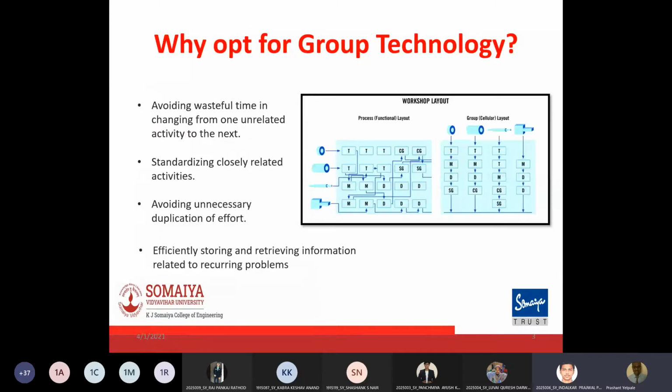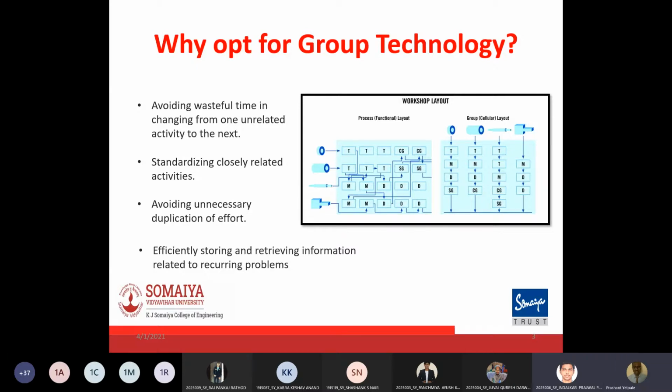Now you all must be wondering why opt for group technology. So here are some points that will definitely convince you to go for group technology whenever possible. Group technology helps in reducing wasteful time when changing from one activity to another. It also helps in standardization, avoids unnecessary duplication of effort, and adds a lot of benefit to the industry.